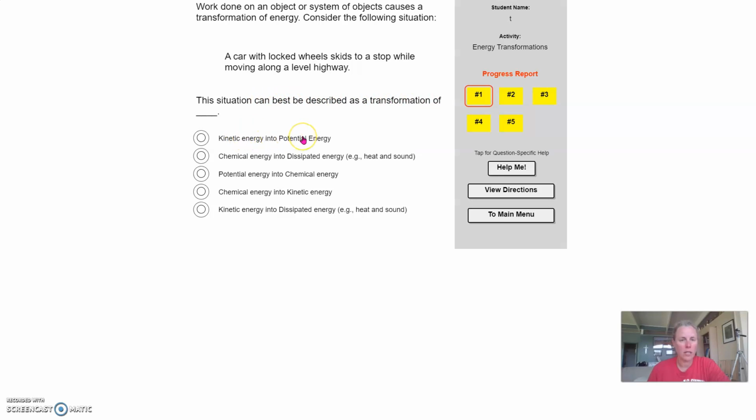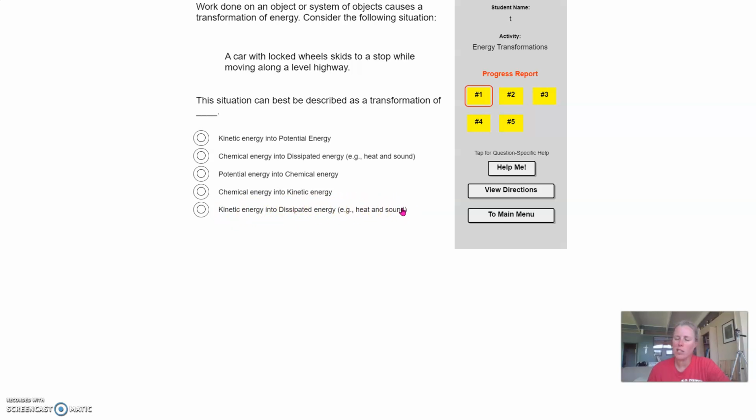Kinetic energy into potential. Okay, I'm moving and then I'm not moving, but I'm not going up or down. Chemical energy, that would be the energy by the engine. Okay, that gas has potential energy. Once it's combusted, it turns into usable mechanical energy. So not chemical energy. Potential energy into chemical energy, not there. Chemical to kinetic, and then kinetic energy to dissipated energy, heat and sound.